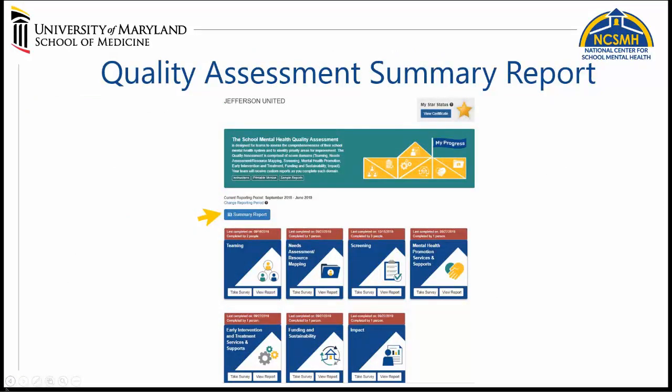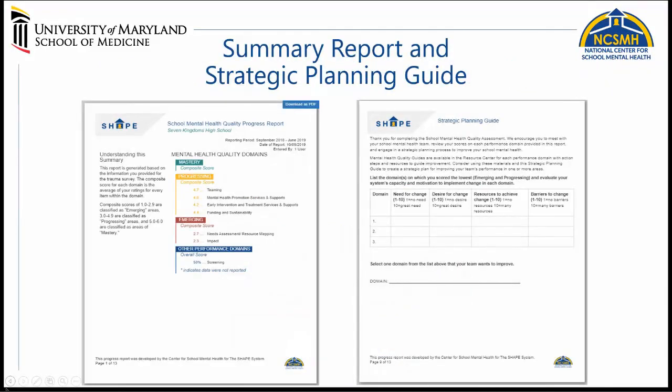Once all of the domains are complete, you may view a comprehensive summary report of all of the domains. In addition to an overview of each domain, the summary report contains a front page with each domain in different categories, including mastery, progressing, and emerging. Like the individual domain reports, the summary report also contains a strategic planning guide that prompts teams to list the 3 domains on which they scored the lowest, emerging and progressing, to help focus quality improvement efforts. The guide also helps teams map out opportunities and barriers, action steps, and a targeted timeline for improvement.